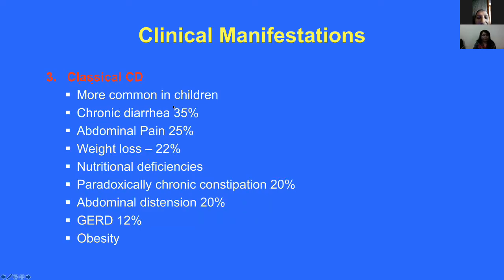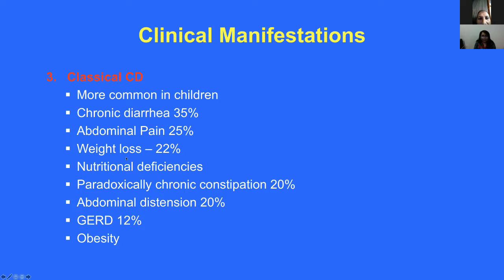They can come with diarrhea, abdominal pain, weight loss, nutritional deficiencies. Some of them can paradoxically come as chronic constipation also, abdominal distension, GERD, or obesity. So these are the varied presentations which can be seen in children specifically.